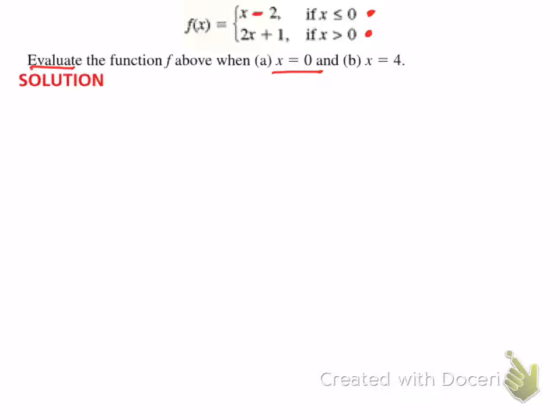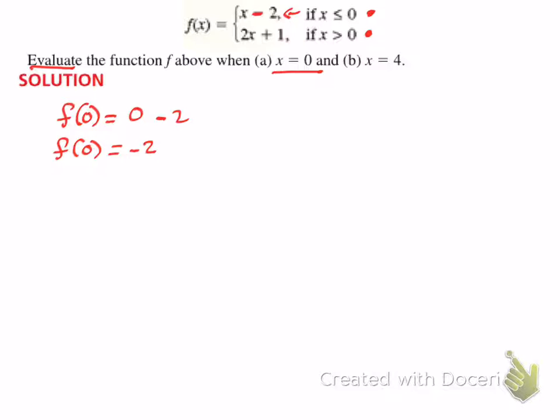X minus 2. It fits with x is less than or equal to 0. So it goes with this equation. So we take that equation and we say, when x is 0, we use that equation, x minus 2, but we're going to replace that x with a 0. And we get the f of 0 equals what? Negative 2.